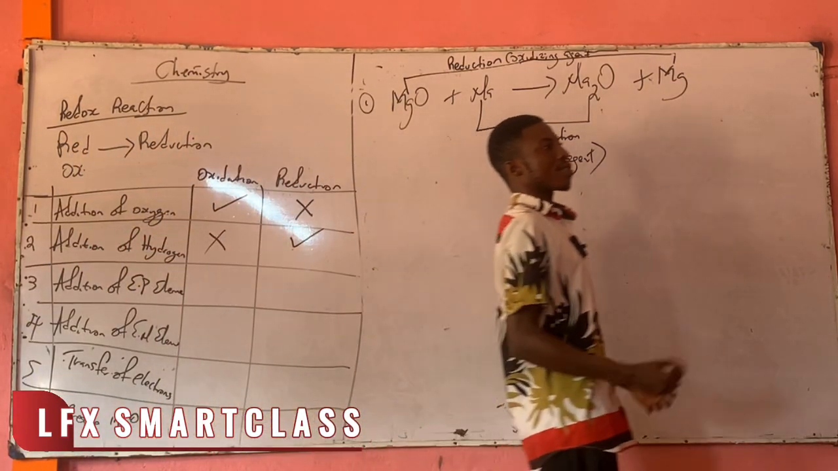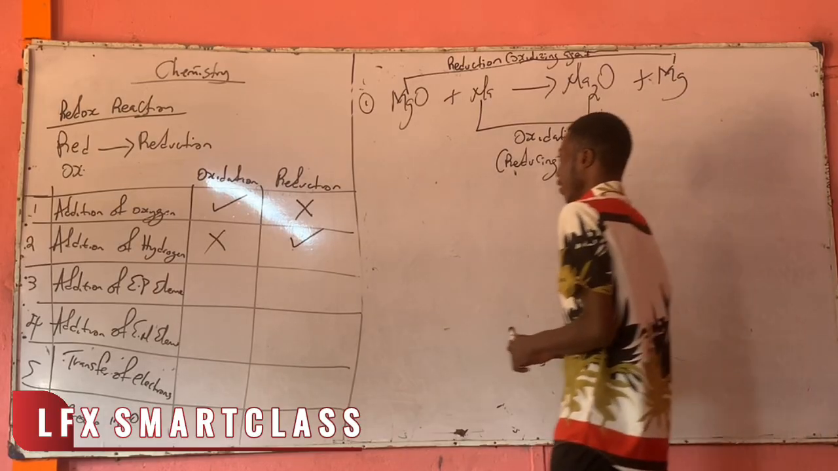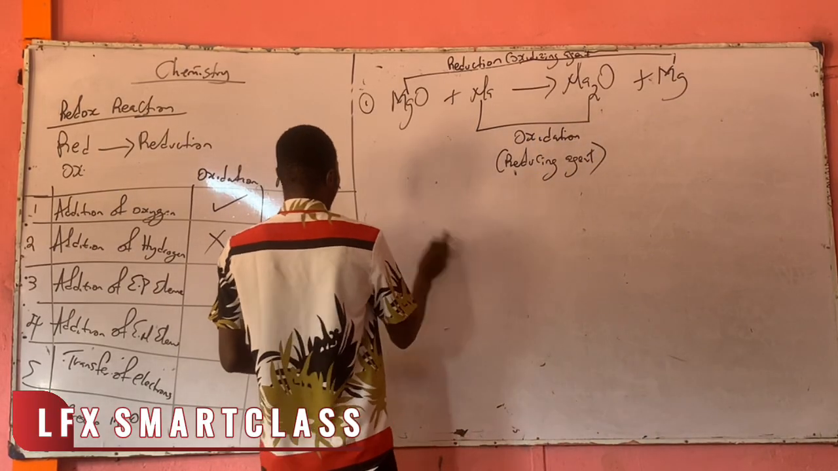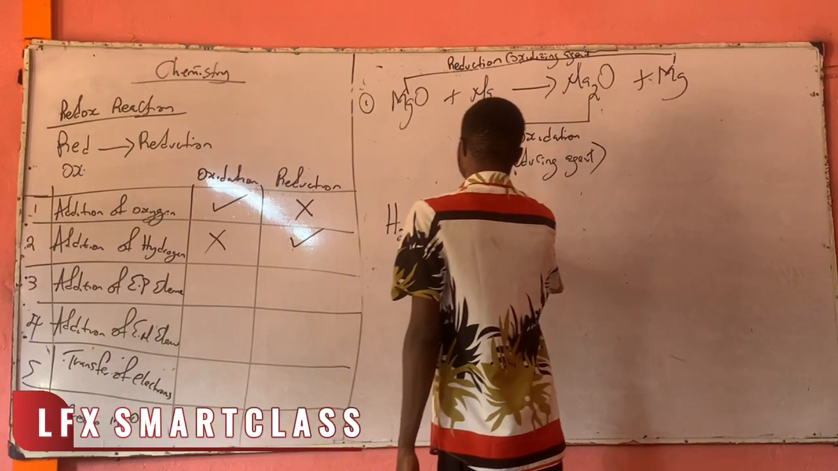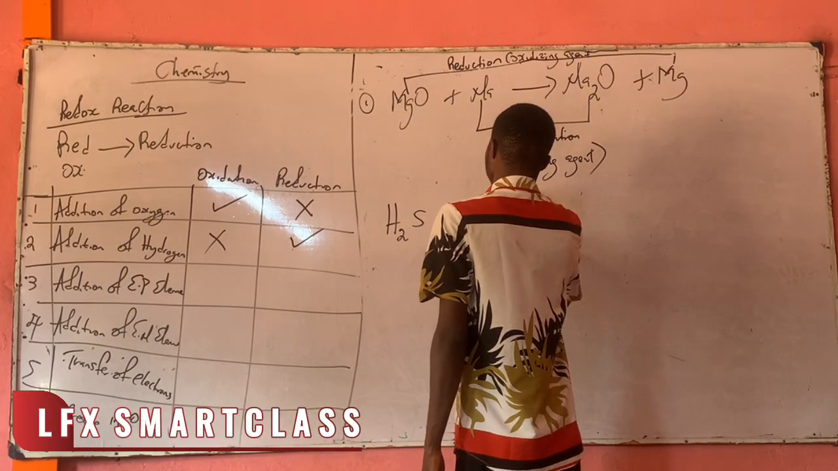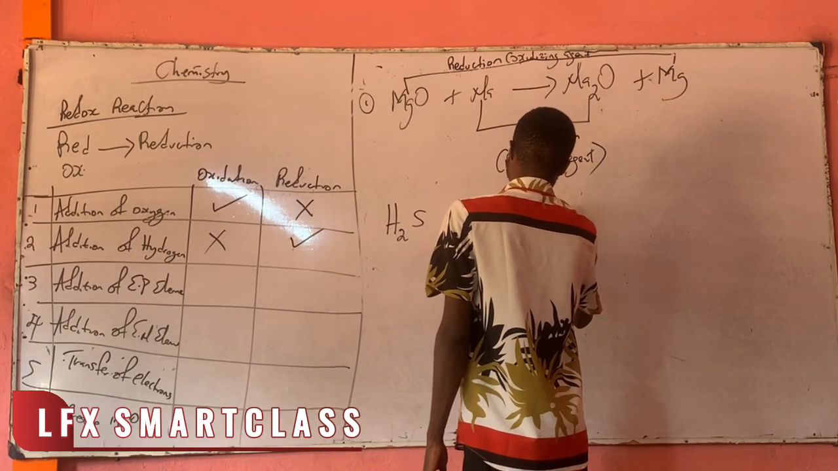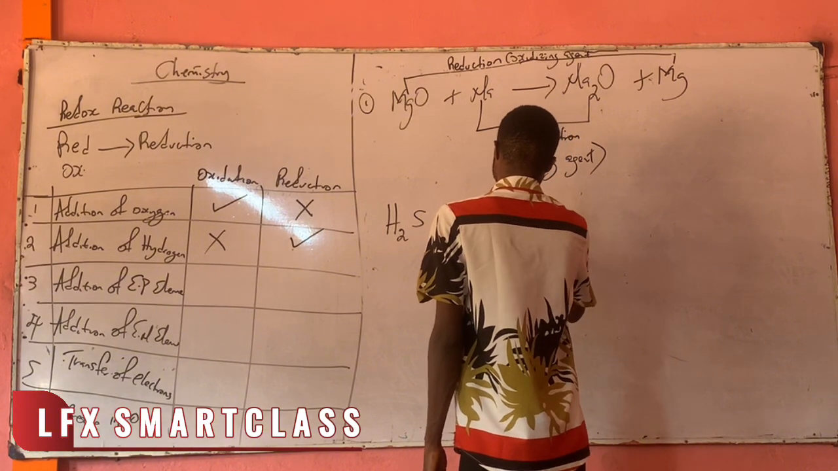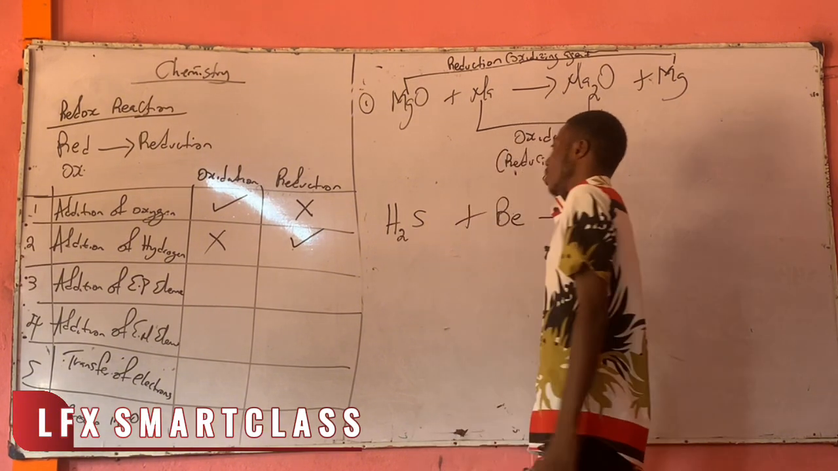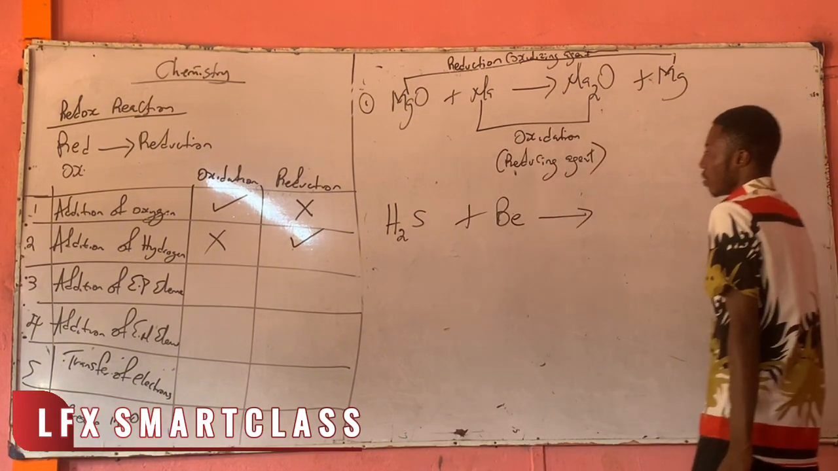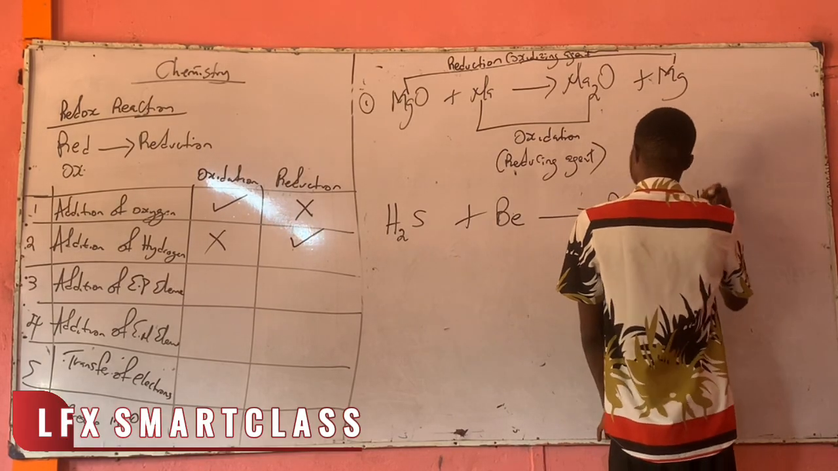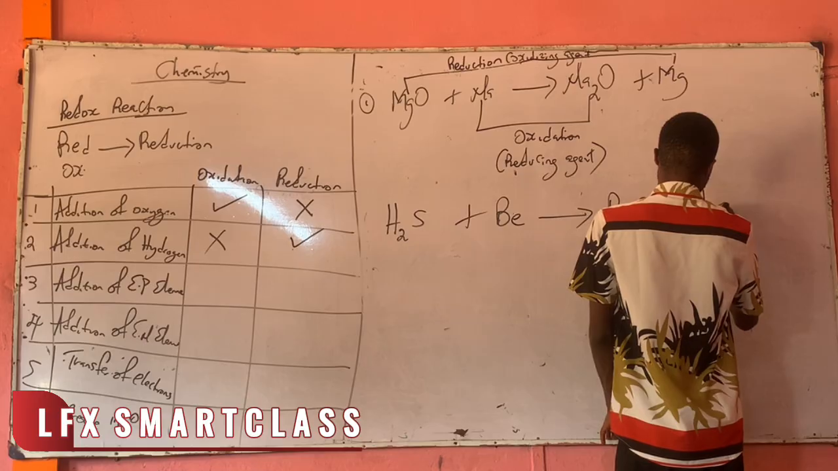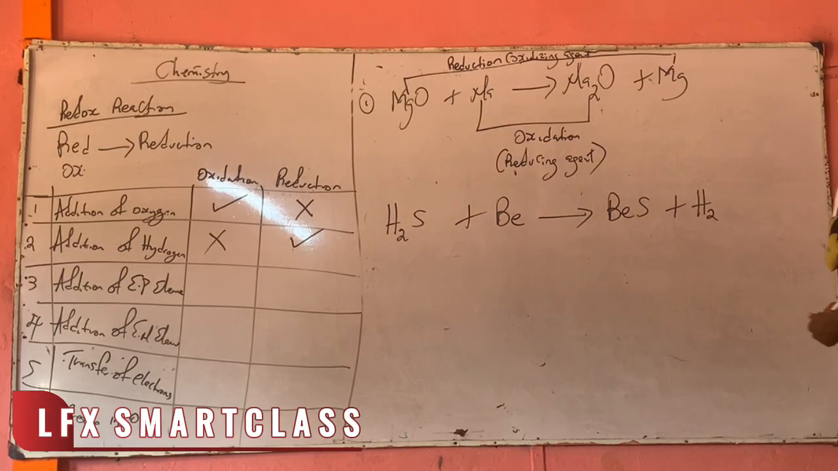Now let me use an example again. Are you tired of examples? We will have hydrogen sulfide reacting with maybe beryllium, and we now have something like beryllium sulfide plus hydrogen, like this.